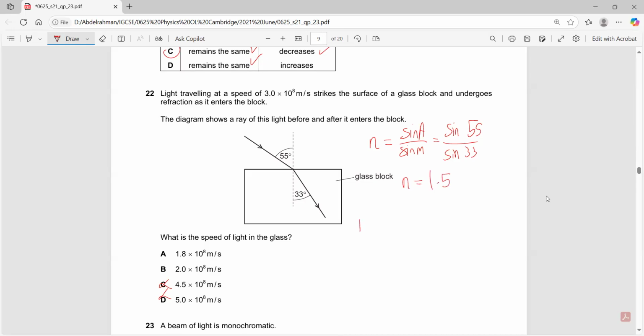Can I find the speed? Yes. n equals speed of light in air over speed of light in medium. To find the speed of the light in the medium, it would be 3 times 10 to the power of 8 divided by 1.5, which is 2 times 10 to the power of 8.